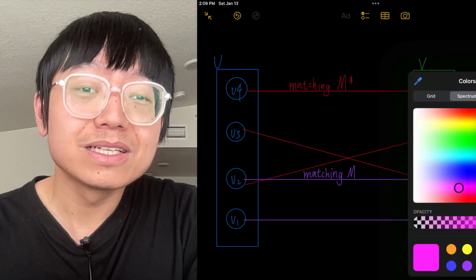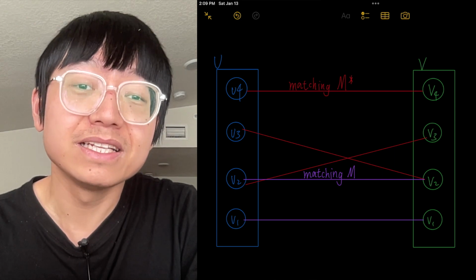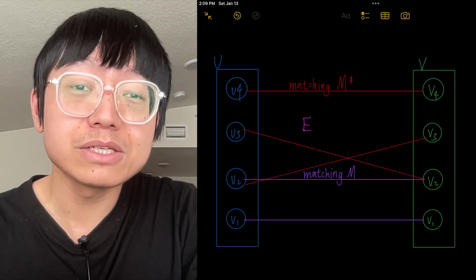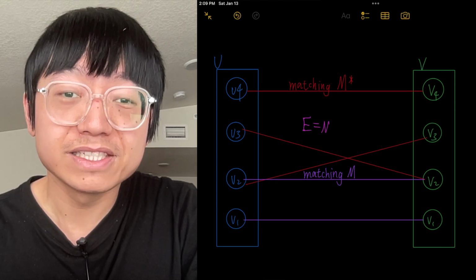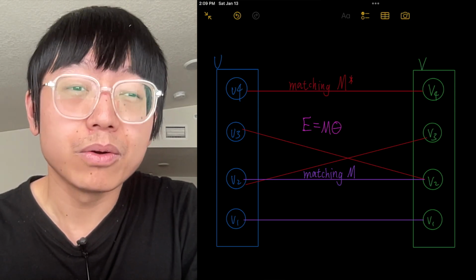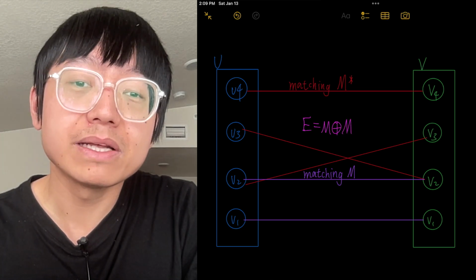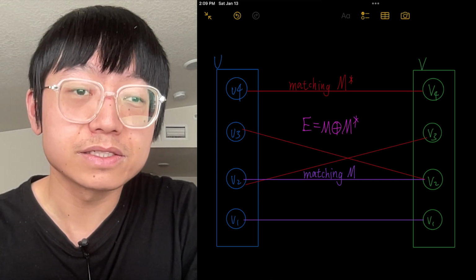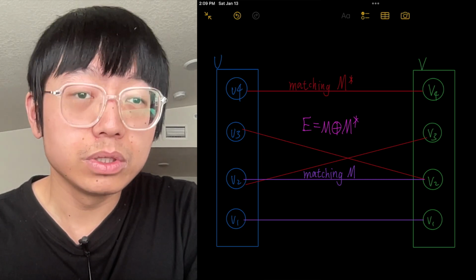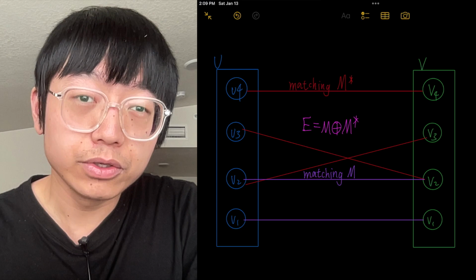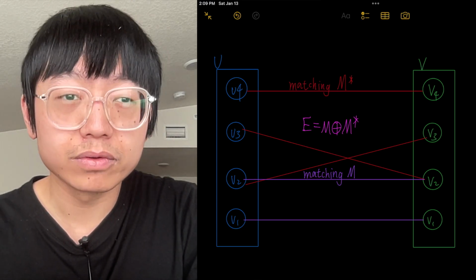And we have a set which contains edges that are in the symmetric difference of M and M star. The symmetric difference is the set of edges that are in either M or M star, but are not in both. So in this case, the symmetric difference would result in the edges (U1, V1), (U2, V2), (U2, V3), (U3, V2), and (U4, V4).